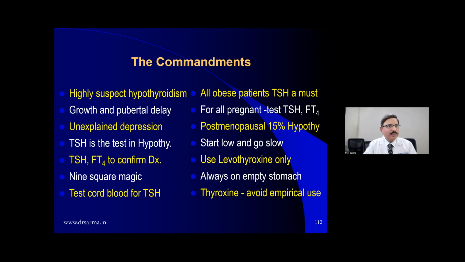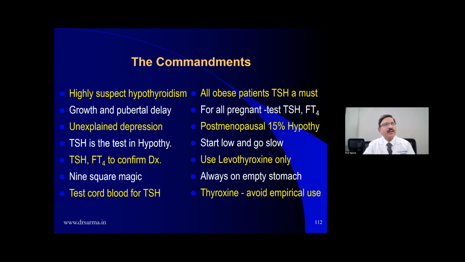Growth and puberty delay. Many children are brought in with delayed puberty; hypothyroid, correct. Unexplained depression. TSH is the test for hypothyroidism. TSH and FT4 to confirm the diagnosis. Nine square magic, I have told you: test cord blood for TSH. Every patient who delivers from a hypothyroid mother, once the baby is born, you must test the cord blood for TSH. If the child is hypothyroid, you must supplement the infant. Otherwise, it will endanger mental development.